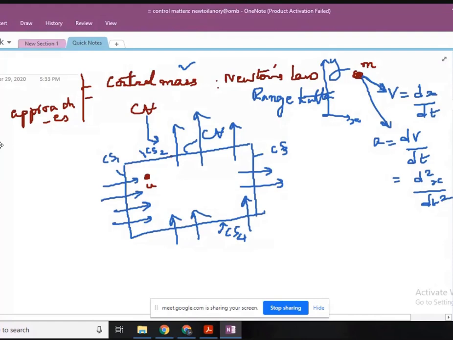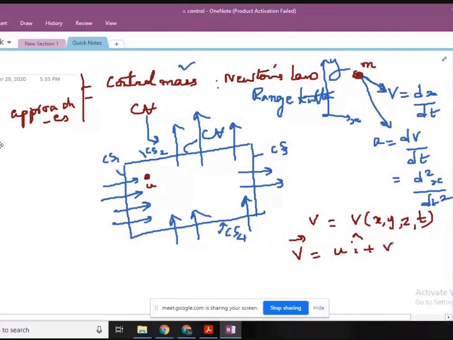When I say scalar, velocity is varying with respect to x. And here, if you see, velocity has different components, scalar components.